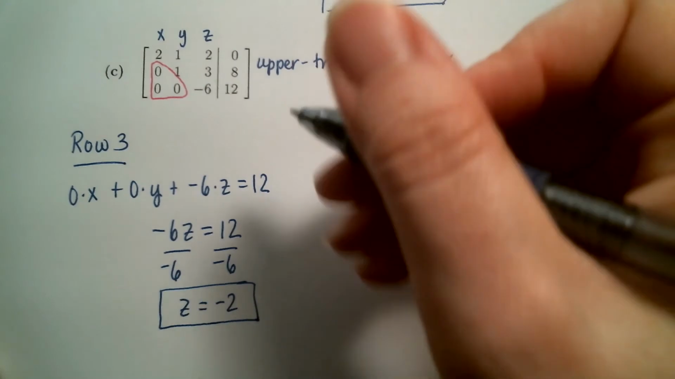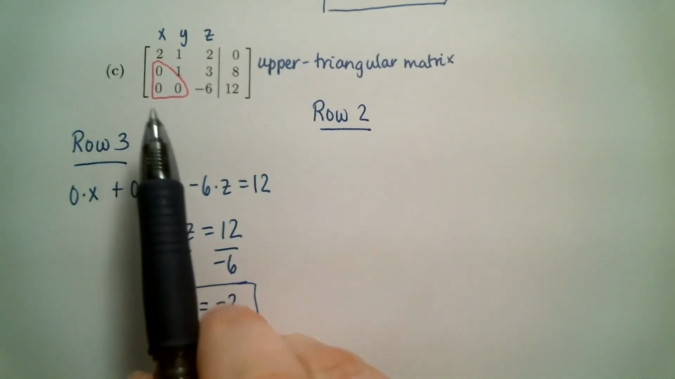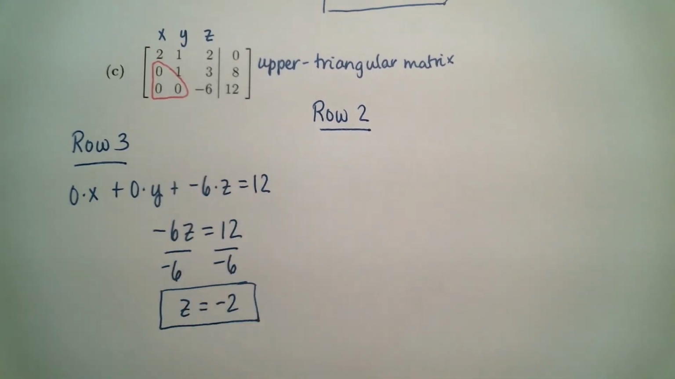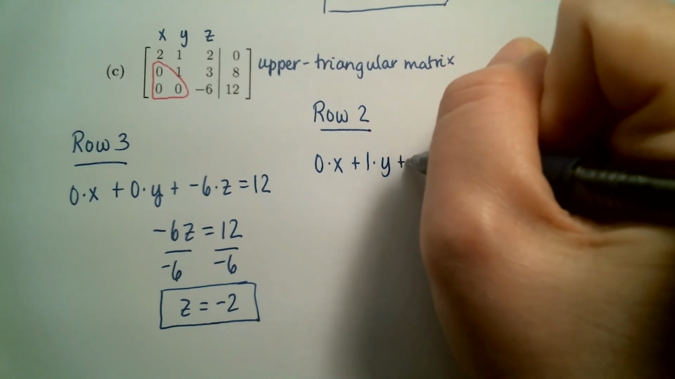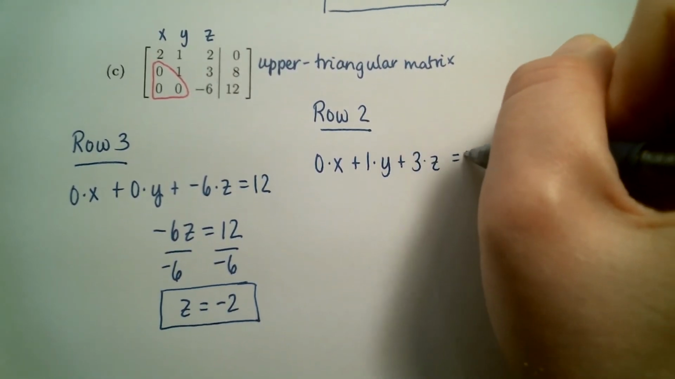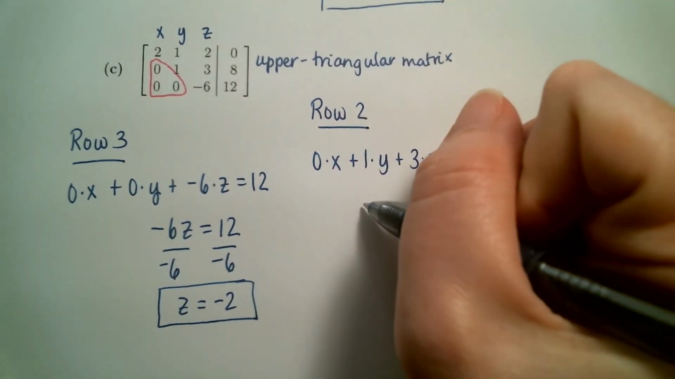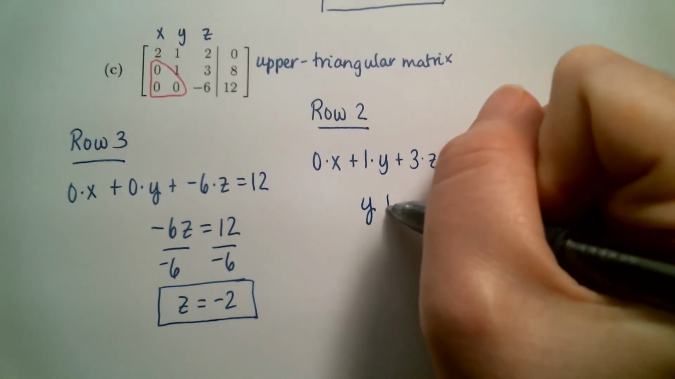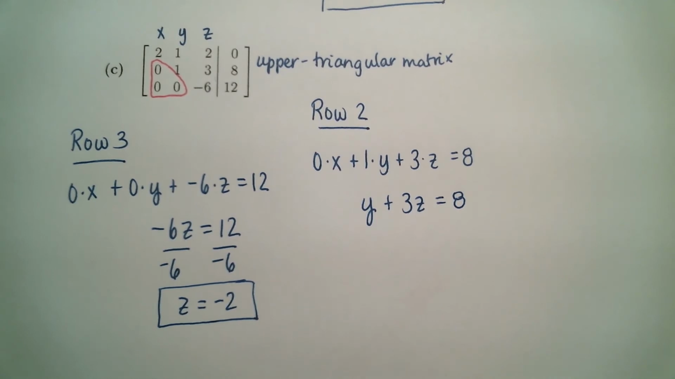So now we're going to take a look at row 2. Again, translate row 2 into an equation. It's going to be 0 times x plus 1 times y plus 3 times z is equal to 8. So let's clean that up. 0 times x is 0, and then we'll get 1 times y is y, plus 3z is equal to 8.